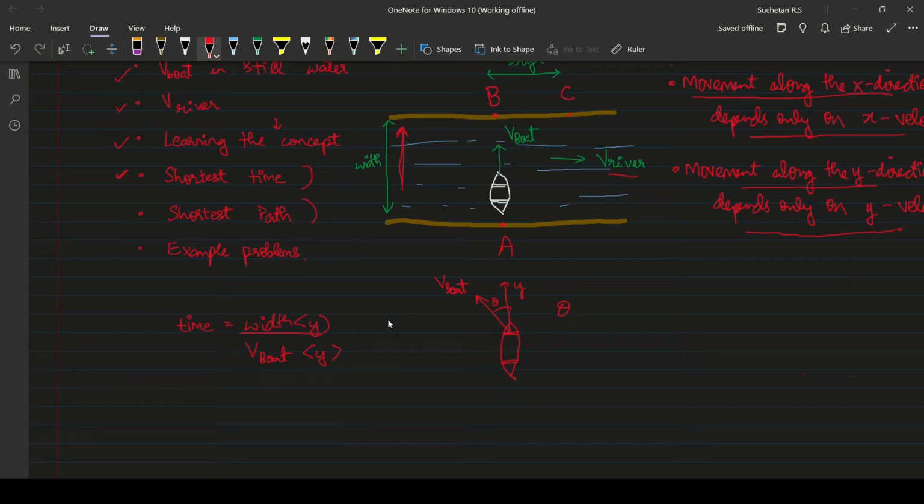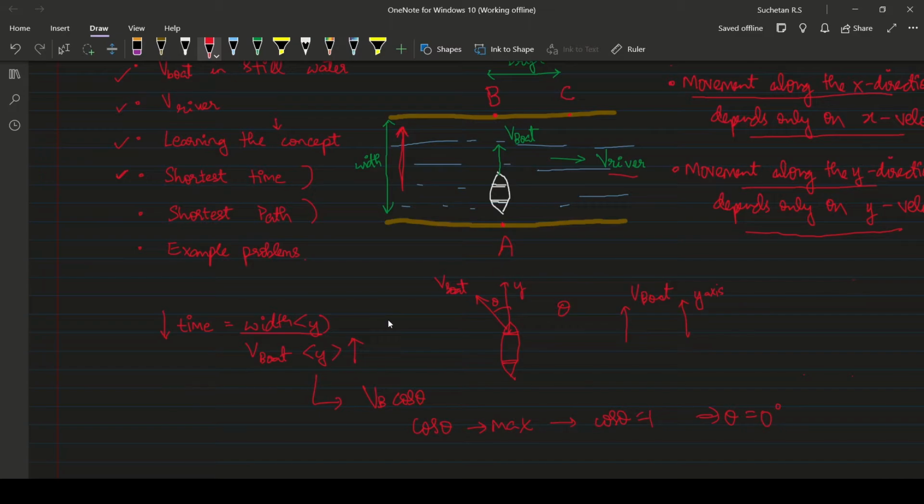For shortest time, this left hand side should be minimum. That means velocity of boat in the y direction should be maximum. But we know that the velocity of boat in the y direction is VB cos theta. So if this has to be maximum, that means cos theta has to be maximum, which means cos theta is equal to 1, which means theta is equal to 0 degrees. To cross a river in shortest time, you need to put the velocity of boat in the same direction as y axis.